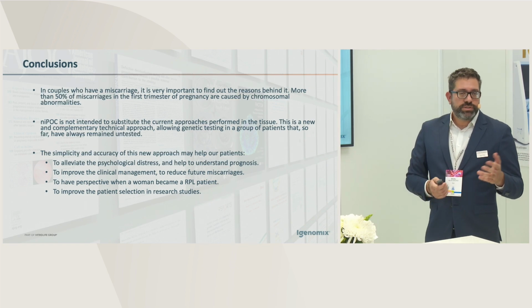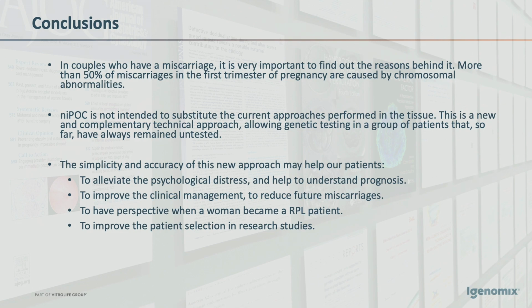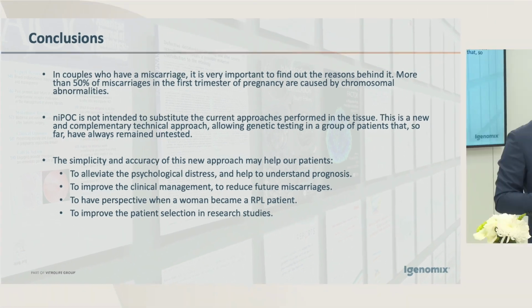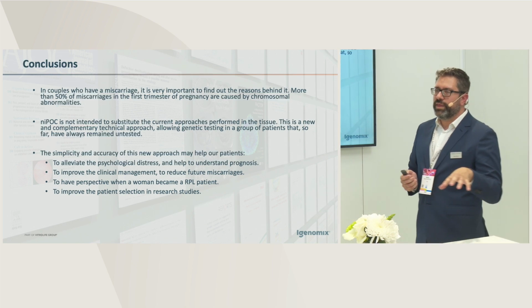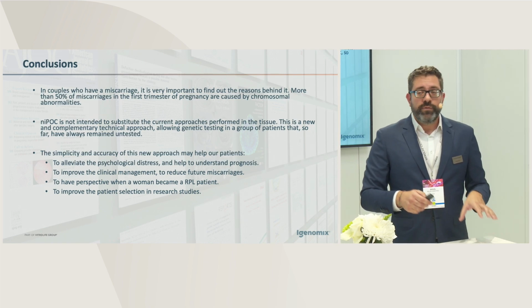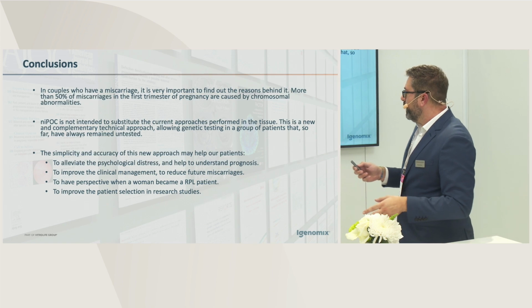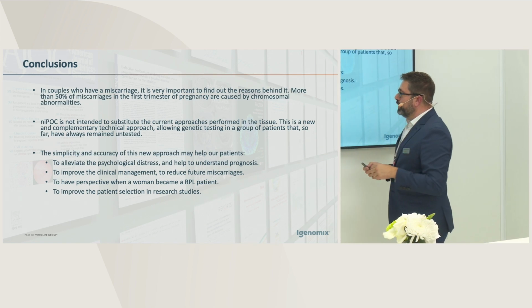So the messages to take home can be summarized in this one. Obviously, aneuploidy is the main factor contributing to these miscarriages, so it makes sense that we start doing genetic testing. This new liquid biopsy adaptation is intended for miscarriages, but it's not intended to substitute all the analysis that we perform in the tissue. It is just a complement to the techniques that we already have for those ladies in whom the tissue is not available. So now we are broadening the number of patients that can get this aneuploidy assessment.